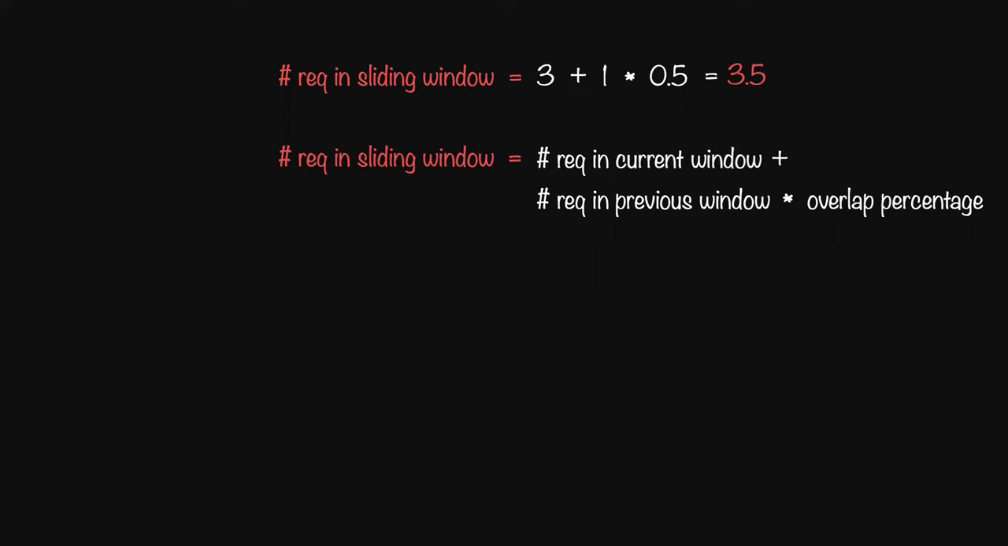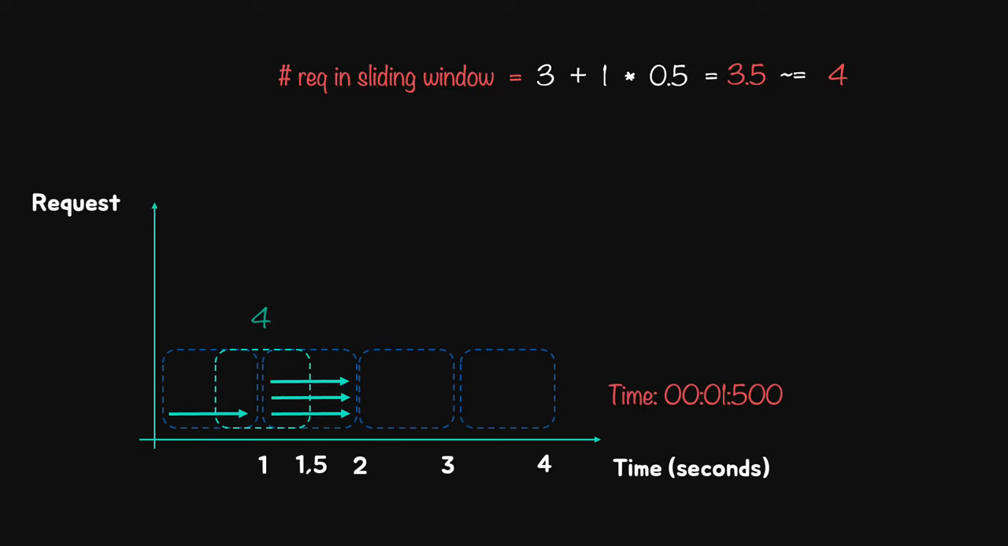In this case, we get a decimal result, which we can round up if we want to be more rigid, or we can round it down to allow 1 more request per window. So, since the rate limiter allows a maximum of 4 requests per second, the last request can go through.